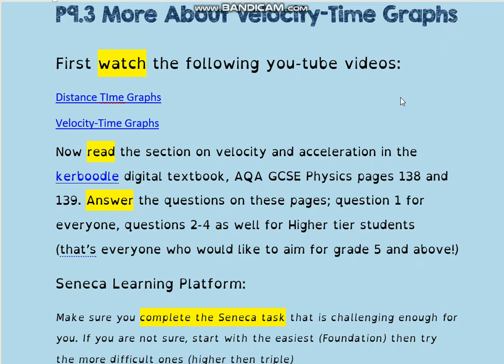Hi, Mr. Simmons here. This is the feedback for the physics work for last week. This is week 3 of lockdown work, so this is P9-3, more about velocity time graphs.